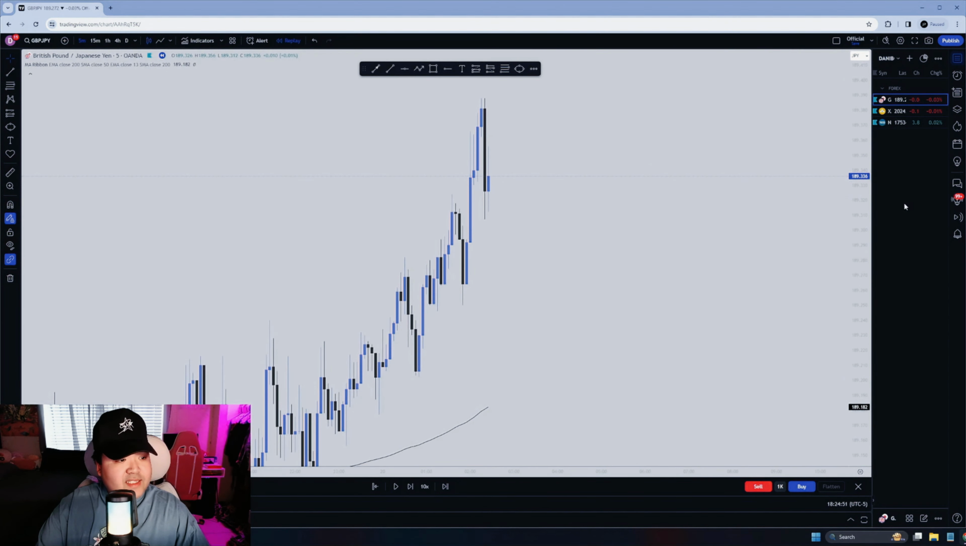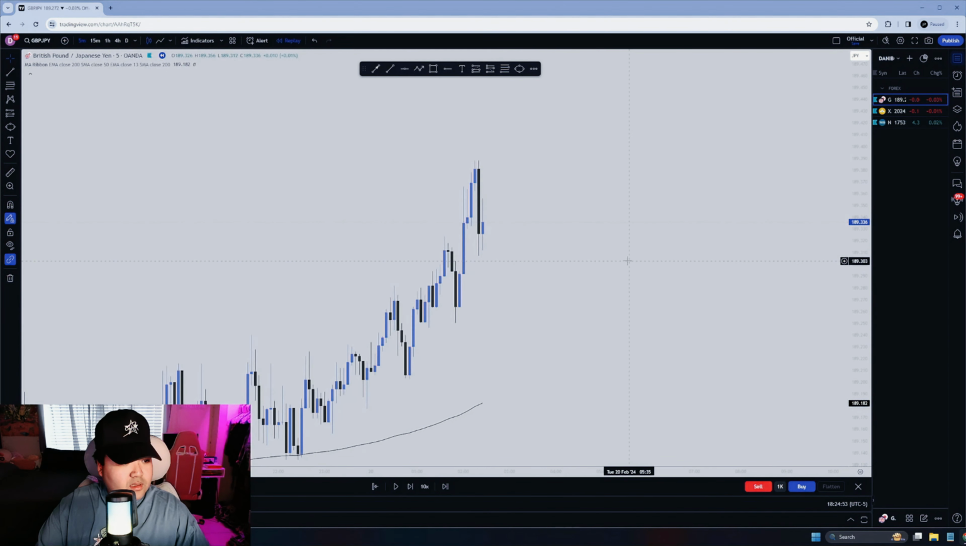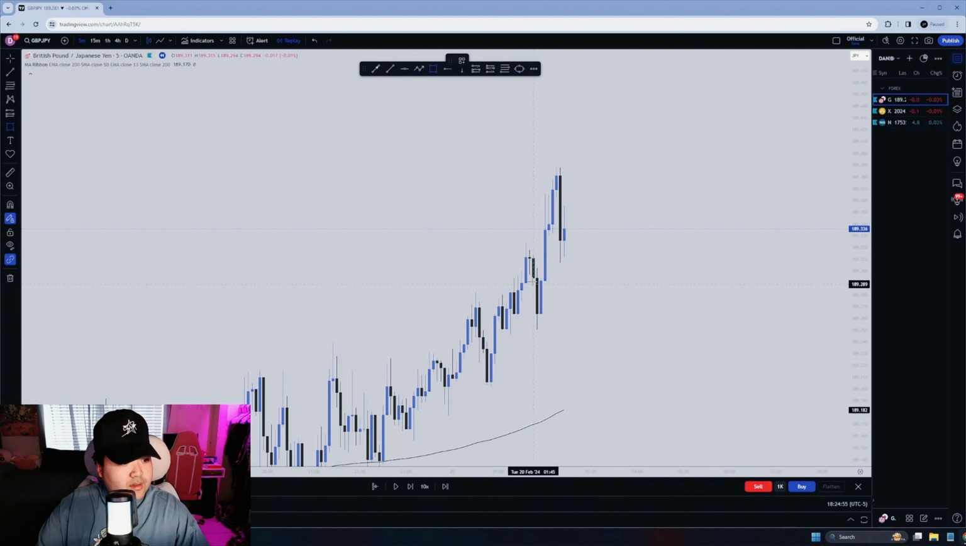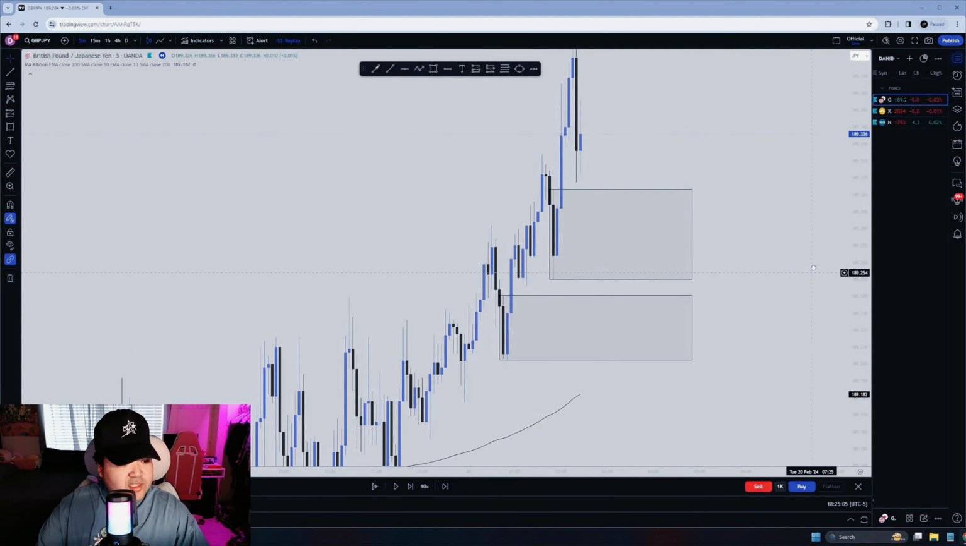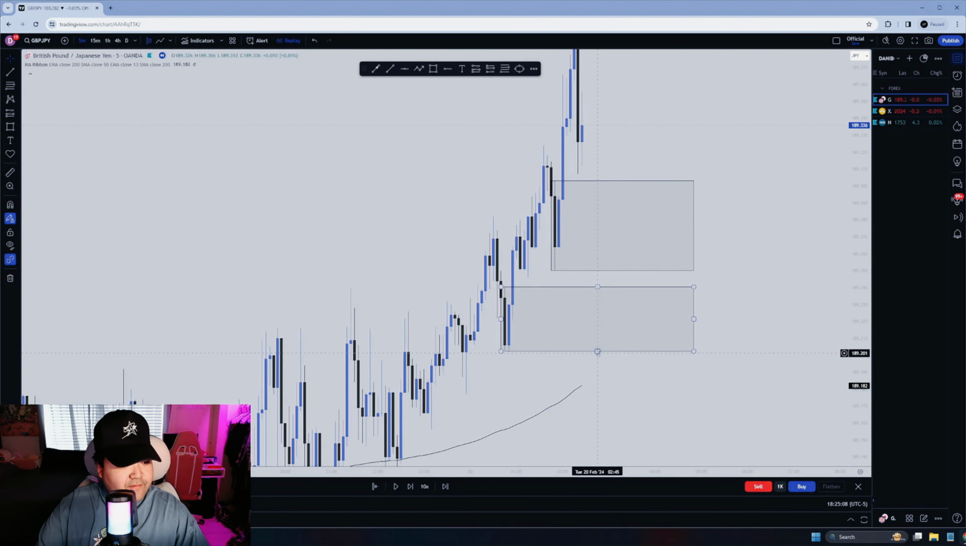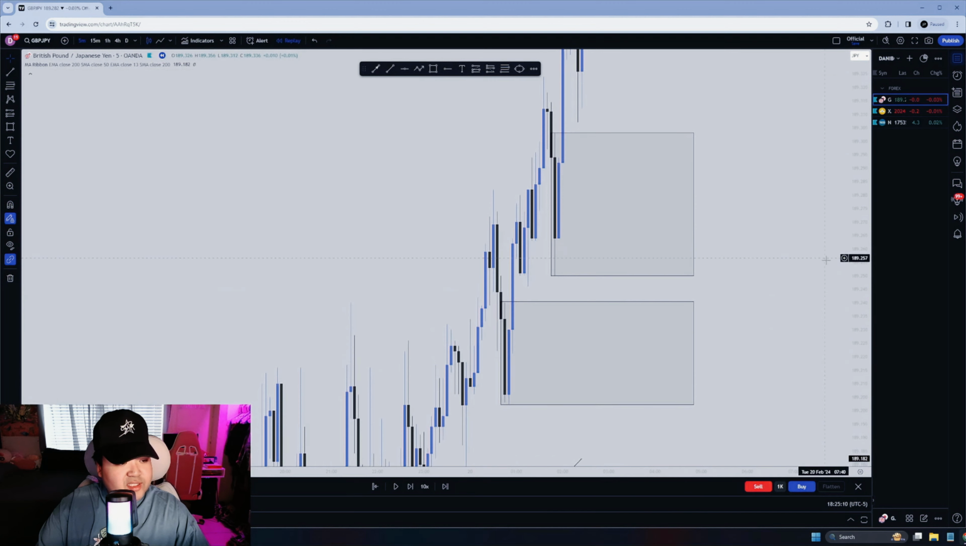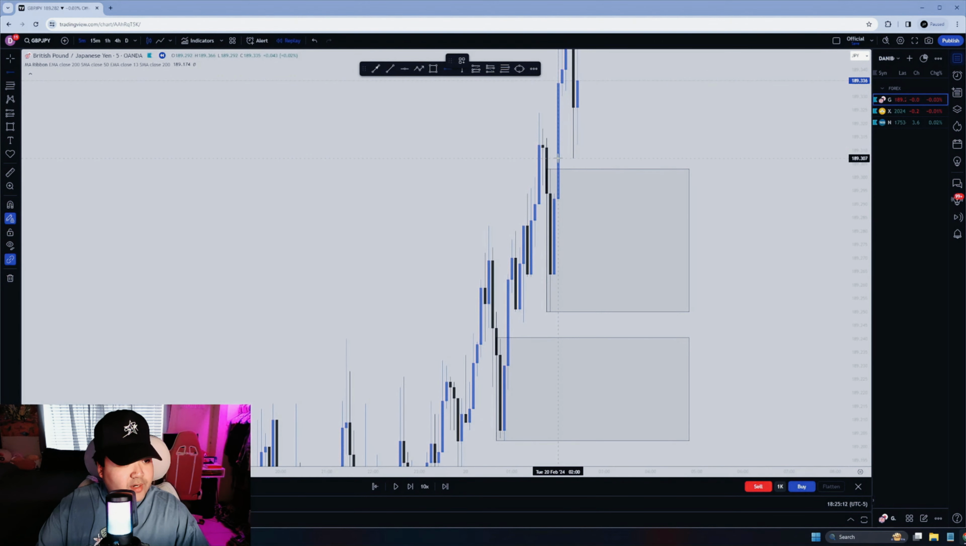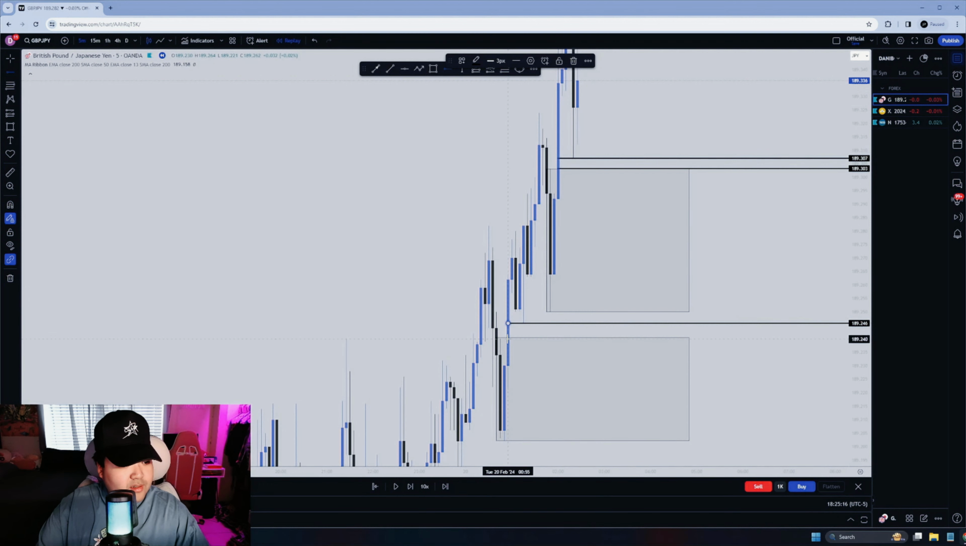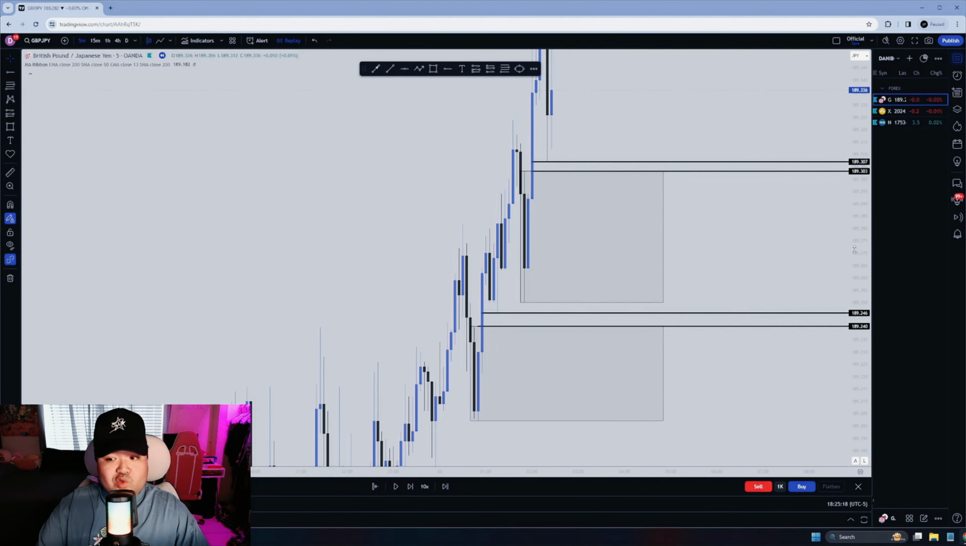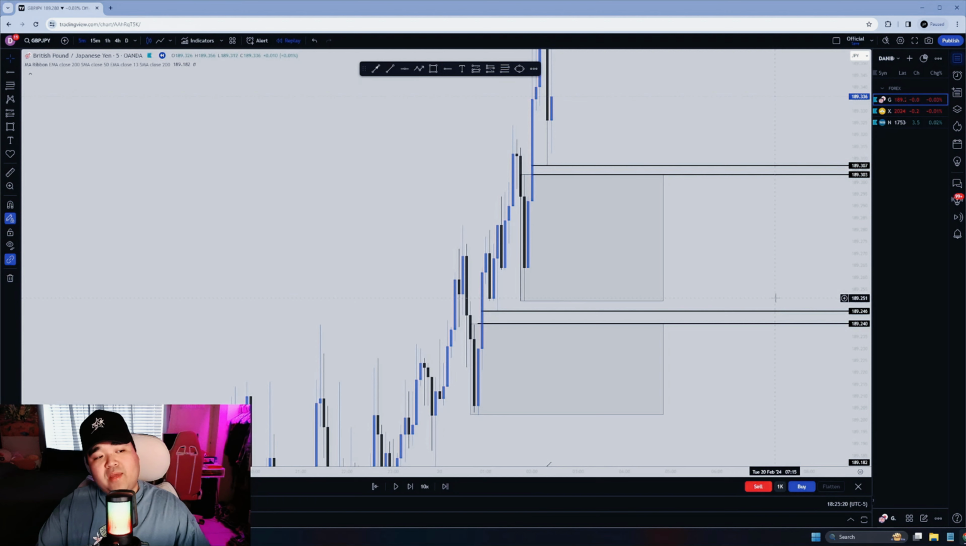okay? I see we have two demand setups. We have one sitting right here, okay? And then we have another one sitting down here. And why are these demand setups? Because for one, we have aggressive buying and there's gaps that need to be filled, okay? So as you guys can see, the gap is from right here to right here. And this gap is from here to here. So we have two gaps, okay? And we have two zones.